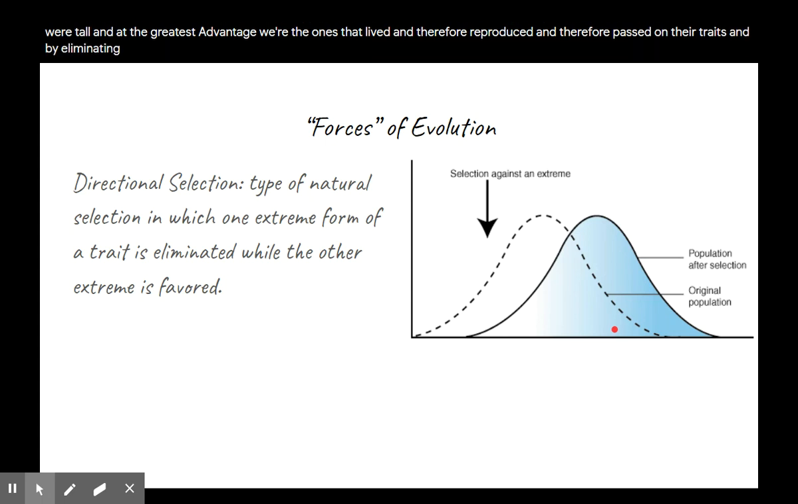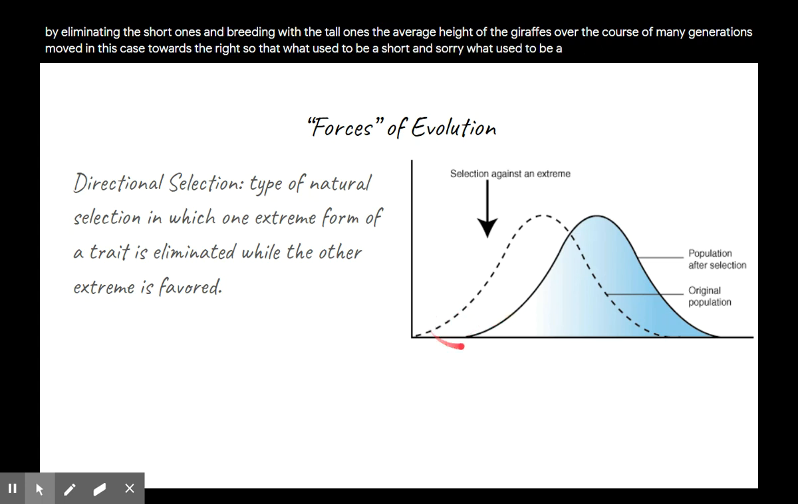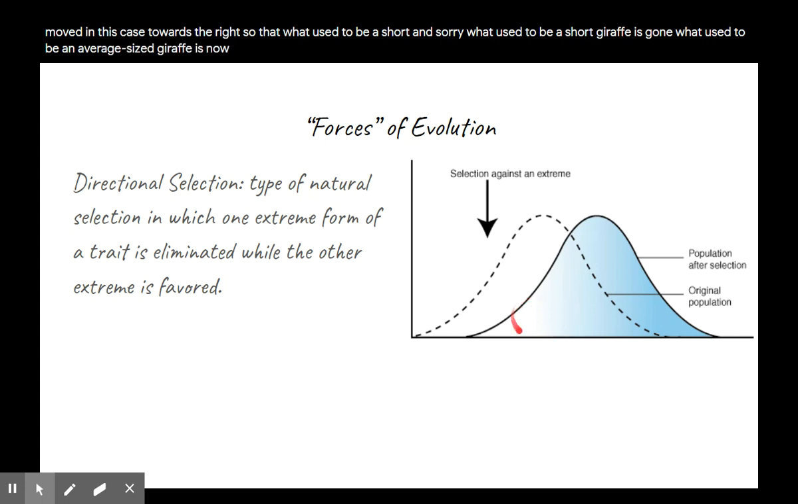And by eliminating the short ones and breeding with the tall ones, the average height of the giraffes over the course of many generations moved, in this case, towards the right, so that what used to be a short giraffe is gone. What used to be an average sized giraffe is now, relatively speaking, a short giraffe. What used to be a tall giraffe is now simply average. And some giraffes are even taller than the tallest used to be. That's the idea of directional selection.